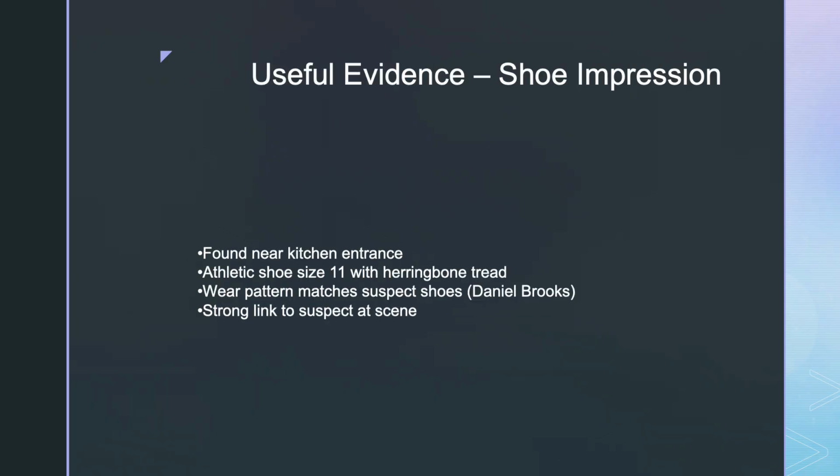Shoe impression evidence. One key piece of evidence was a partially bloody shoe impression found near the kitchen entrance. It was identified as a size 11 athletic shoe with a herringbone tread pattern. Wear patterns matched those of suspect Daniel Brooks, which strongly suggests his presence at the scene.